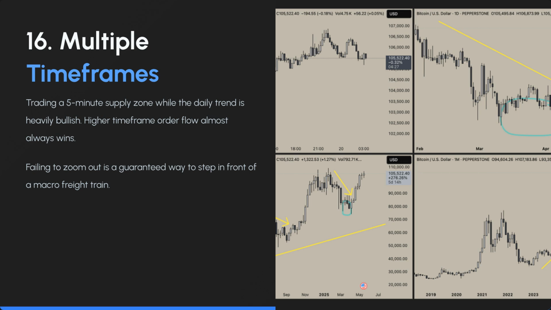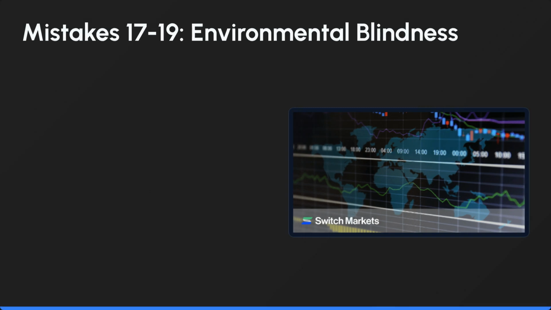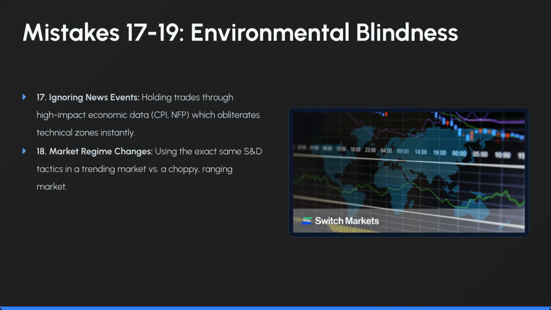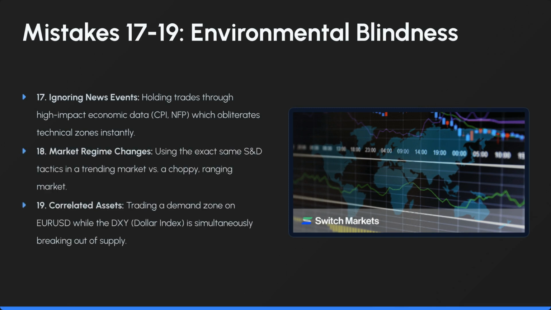Mistake 16 is ignoring multiple timeframes. Trading a lower timeframe supply zone while the daily trend is strongly against you is a common and dangerous mistake. Mistakes 17 through 19 involve environmental blindness. Be aware of high-impact news events, understand shifts in market regimes, and recognize correlations between different assets.